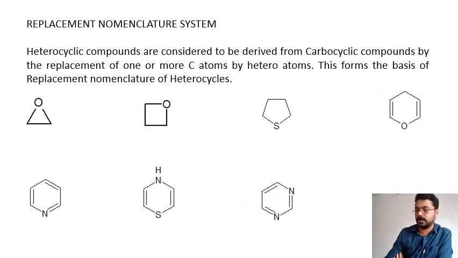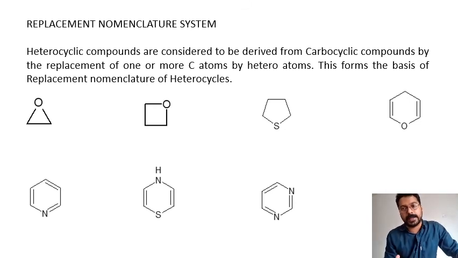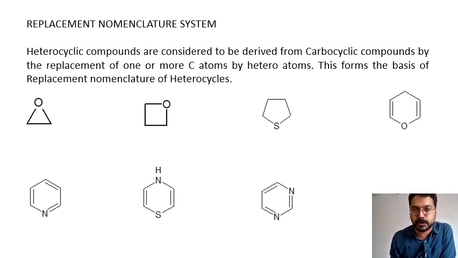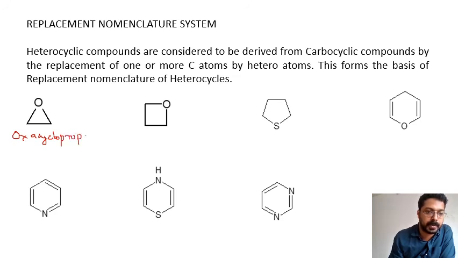Okay. And last, we shall discuss the replacement nomenclature system. Heterocyclic compounds are considered to be derived from carbocyclic compounds by the replacement of one or more carbon atoms by heteroatoms. This forms the basis of the replacement nomenclature system. If you take cyclopropane, this will be oxacyclopropane. It is cyclobutane, and oxygen is replaced, so it is oxacyclobutane.